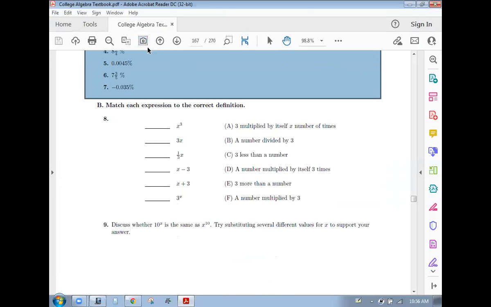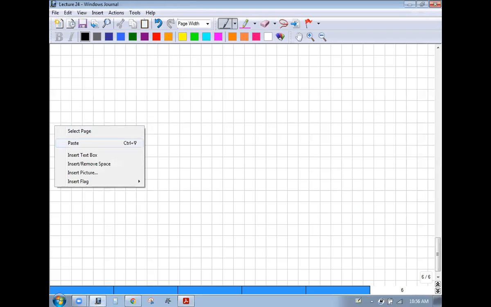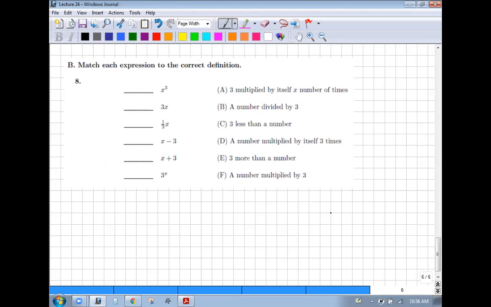All right, so number 8 here. Some more simple stuff. Match the expression to the correct definition. Let's start with the letters. 3 multiplied by itself X number of times. 3 times 3 times 3 times 3, X times. All right, that's 3 to the X. That's what the exponent means. You're multiplying the number 3 times itself X times.